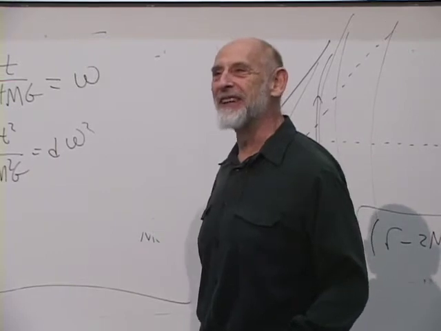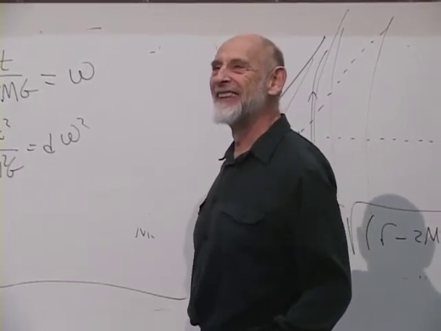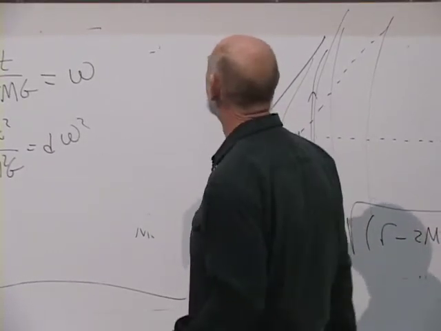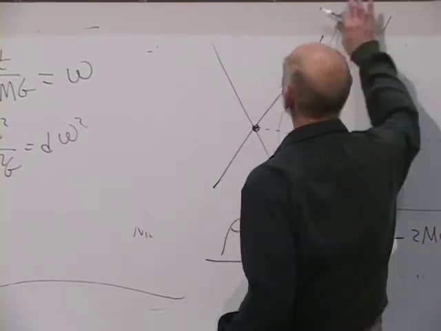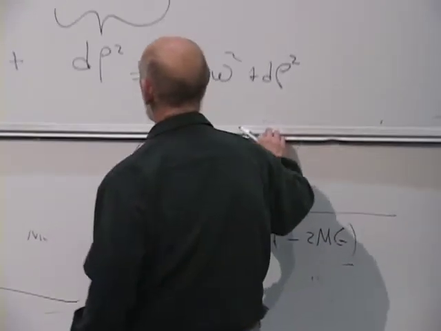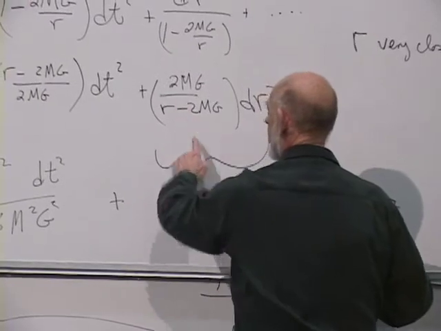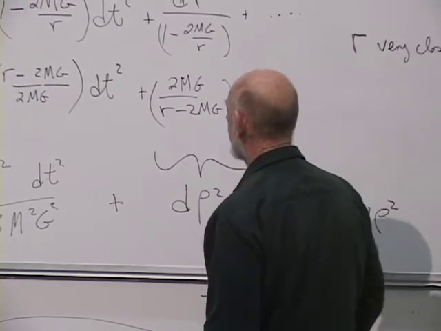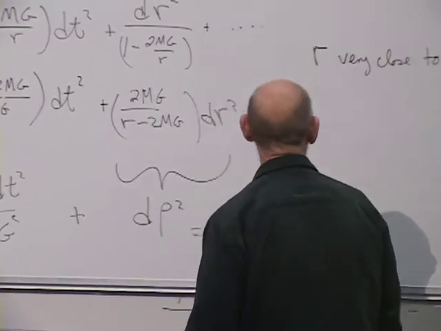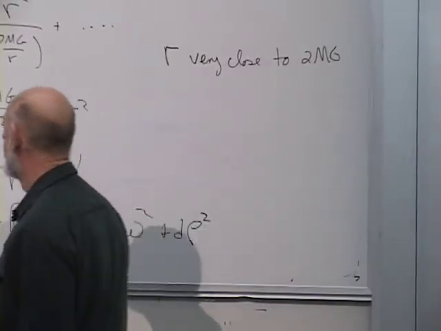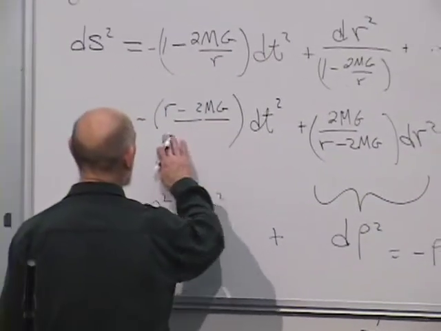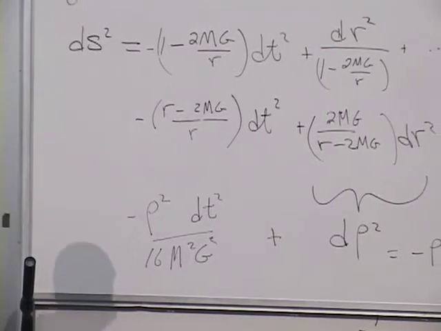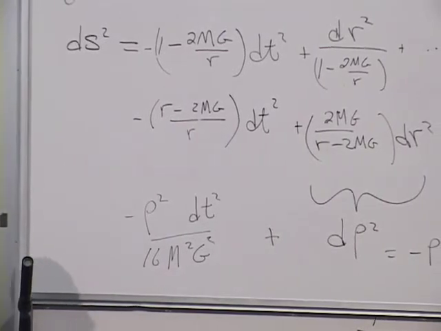State again what you stated. It seems like the third equation doesn't follow from the second. Third equation, 1, 2, 3. Here, from here to here? Yeah. That's the first term. He's got the comment on the right-hand side. Oh. R very close to 2GM. Oh, okay. If I put R here, then does it follow? Okay.